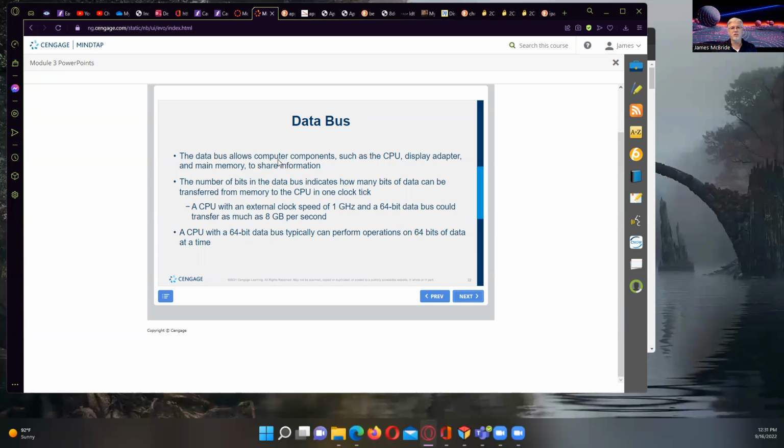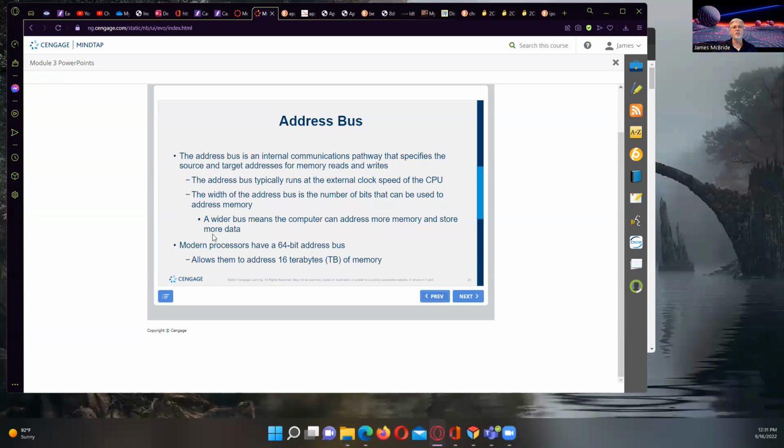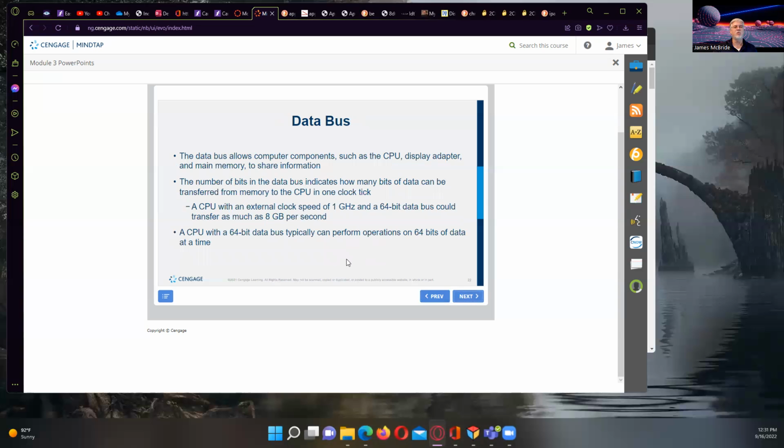So there's tons of data buses, tons and tons of data buses, because you're moving things from the CPU to RAM, RAM to CPU, graphics to CPU. You're moving stuff all around all the time. So the number of bits in a data bus indicates how many bits of data can be transferred from memory to the CPU in one tick. That's not the same as the address bus. With the address bus, I can address a ton of space. With the data bus, it's, oh, I've got a 64-bit data bus. That means I can, what they call chunk, I can process 64 bits at a time. So in one little tick, whatever that tick is, I can do 64 bits.